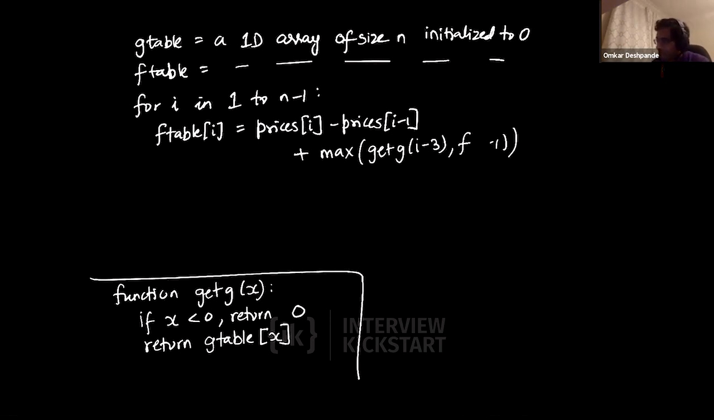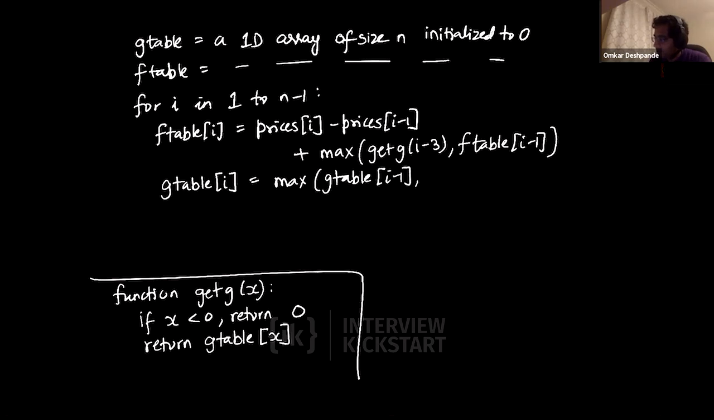So here I should write F table because it's stored in index I minus 1. And then the G table value will just be, as usual, the older value, and comparing that with the new F table value. Finally, return G table of n minus 1 as always.